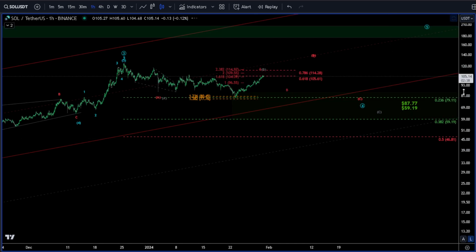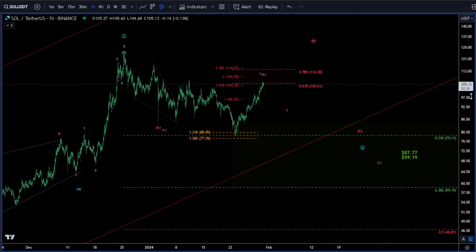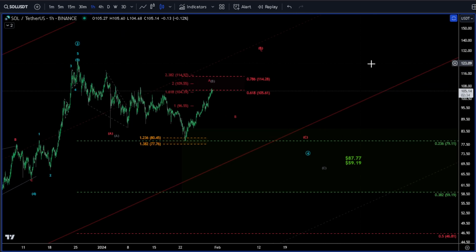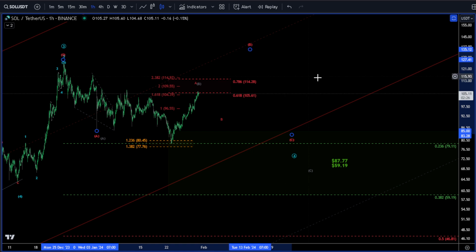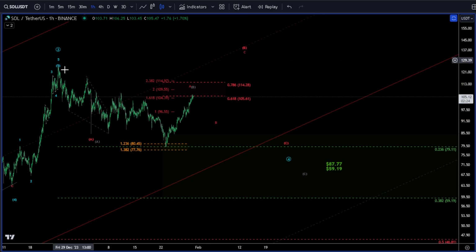Let's go down to the hourly. So I have a couple different scenarios here. B waves are one of the toughest to trade and to project what can be happening, especially with this structure to begin with. It was very complex. I can actually remove that, that's not accurate anymore.